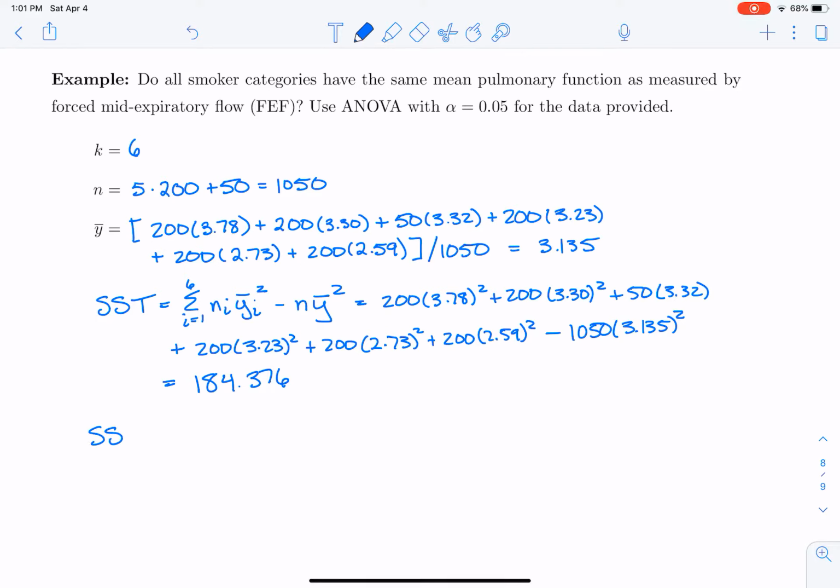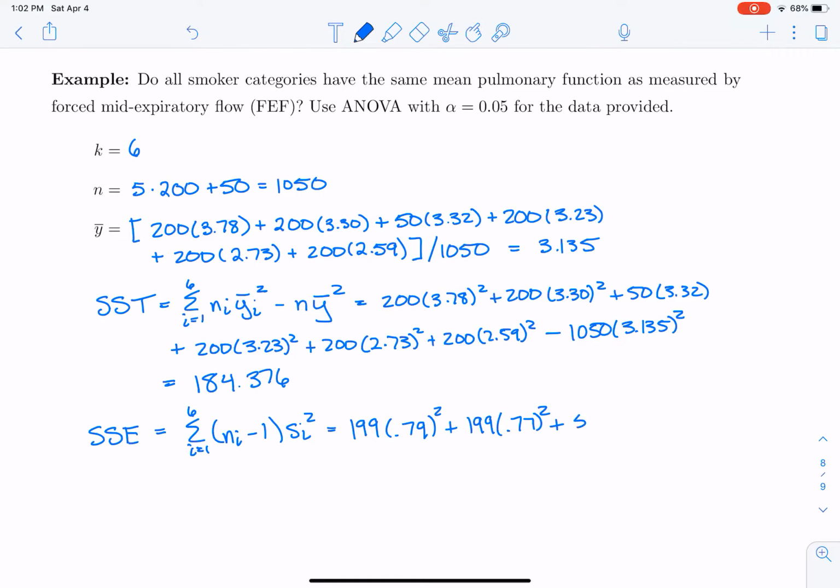I'm also going to need the sum of squares of the error. That's the sum from i equals 1 to 6 of n sub i minus 1 times s sub i squared. So in the first case, there are 199 for the degrees of freedom. And for the non-smokers, we had a standard deviation of 0.78, which we'll square. Then we had the passive smokers with a standard deviation of 0.77, which we will square. I'm going to fix really quickly that that's actually supposed to be 0.79 squared for the first standard deviation.